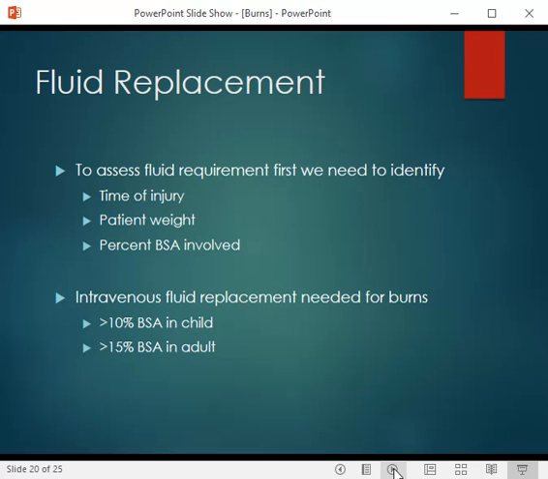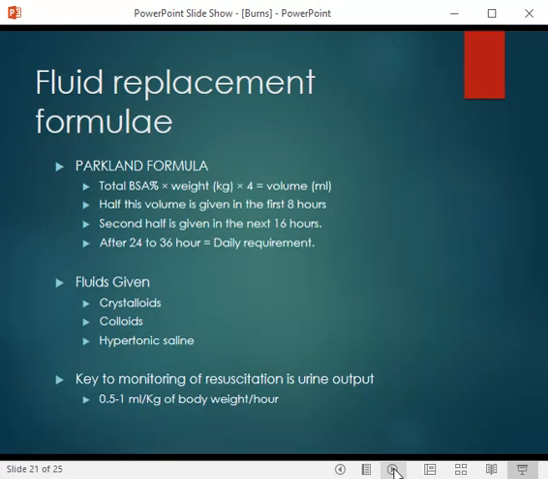Once you've assessed the depth of the wound, you've assessed the extent of the burn, now you have to calculate the fluid requirement for this patient. And how do you do that? First, you need to know when the burn happened, what's the weight of the patient, and how much is the extent of the burn. We use the Parkland formula. It's a very simple formula. You just multiply three things. First is the body surface area, the percentage of the burn. Second is the weight, and then 4. This 4 is a constant.